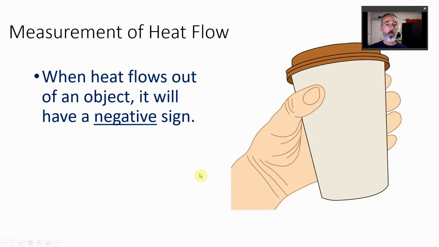Okay, so when heat flows, of course, it always flows from hot objects to cold objects. But the way we're going to designate this, if we say, okay, here's the hot object and the heat is flowing out, that means from the coffee cup's perspective, that's a negative flow of energy. And from your hand's perspective, that's a positive flow of energy. Whenever heat is flowing out, negative. Whenever heat is flowing in, positive.